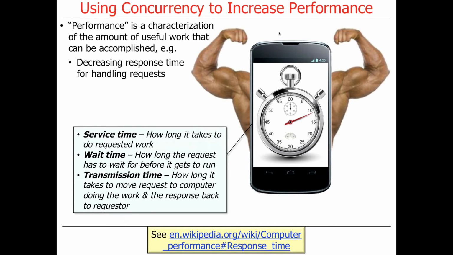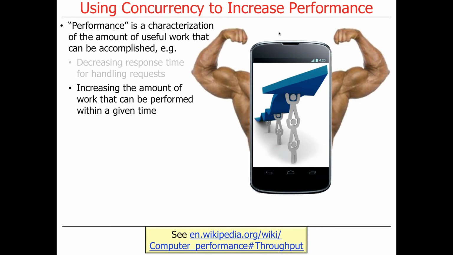The goal naturally is to decrease response time. The more it decreases, the more responsive the system, and the higher its performance. Another dimension of performance is trying to increase the amount of work that can be performed within a particular period of time. That's a little bit different than response time, but they're not unrelated. It's a different way of looking at things. And the idea here is that you want to be able to run things in parallel, as we'll see in a second, so you can get more work done per unit time.